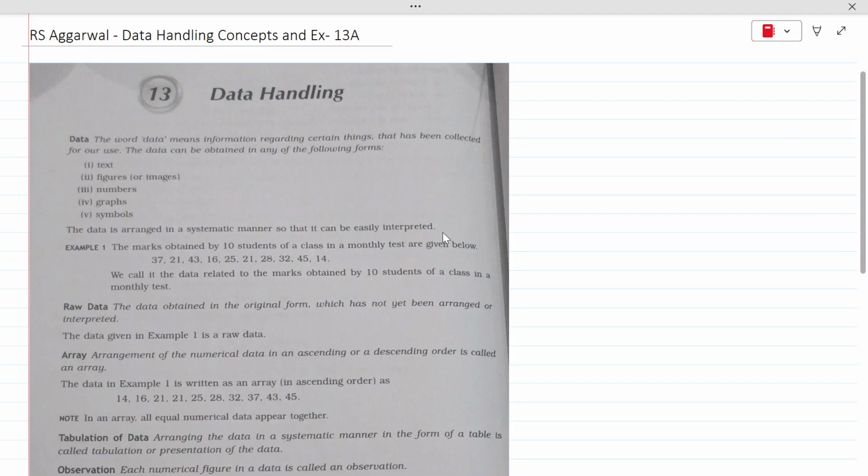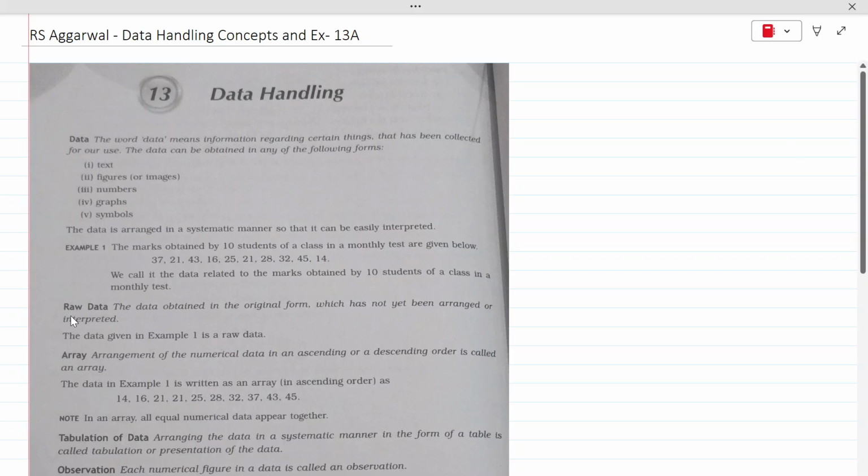It is the information which we can collect in any form: text, figure, number, graph or symbols, and then we use this information, we arrange it in a proper way to get the inference from it, to take out the information from that data. Right, now the example they have given is the marks obtained by 10 students of a class in a monthly test are given below. So there is a class of 10 students, and the marks obtained by the 10 students in a test are the following marks. We call it data related to the marks obtained by 10 students in a monthly test. Yes, we know that this is the data which is collected from the class.